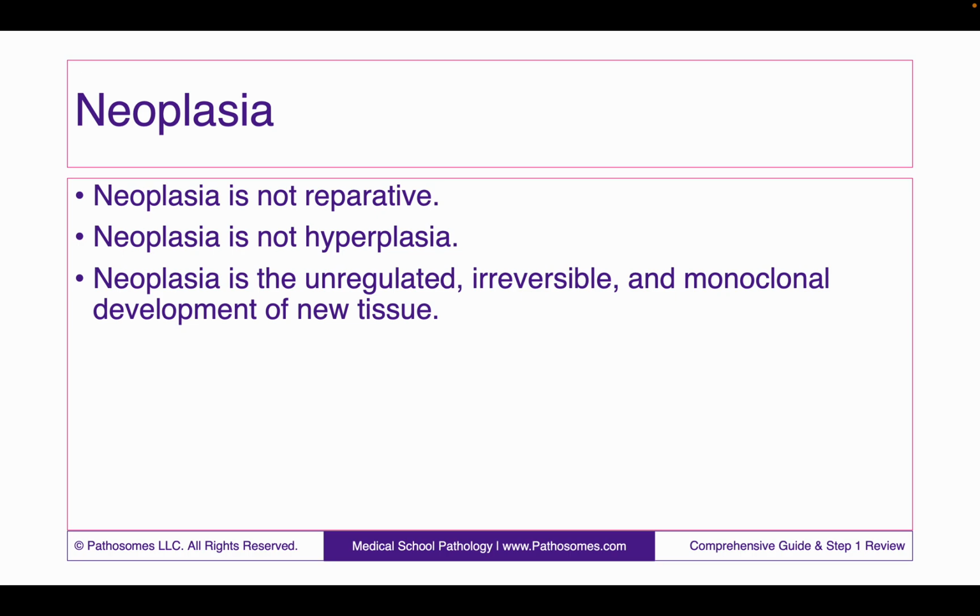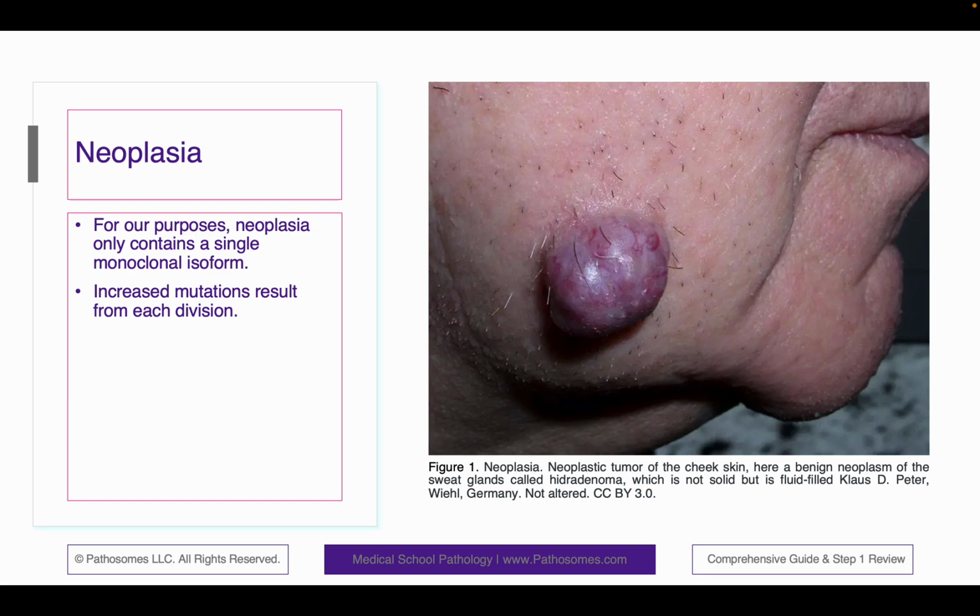Neoplasia is not reparative, nor is neoplasia hyperplasia. Neoplasia is the unregulated, irreversible, and monoclonal development of new tissue. For our purposes, neoplasia only contains a single monoclonal isoform. Increased mutations result from each division.